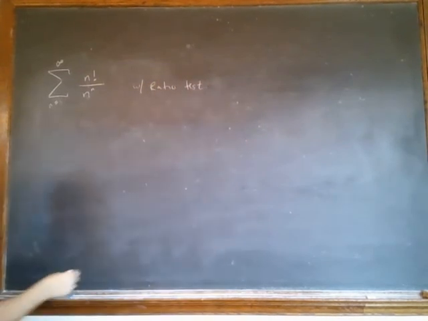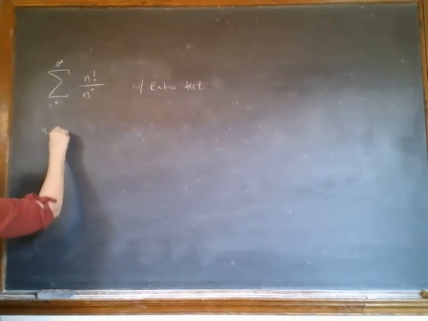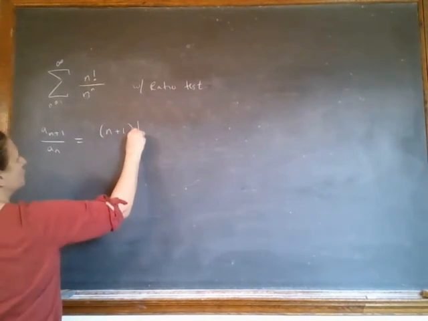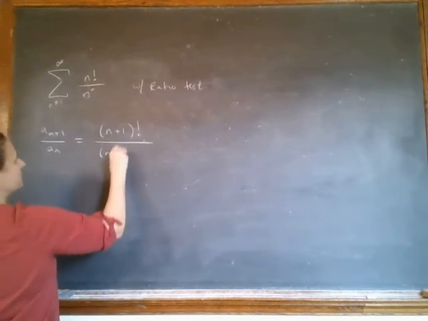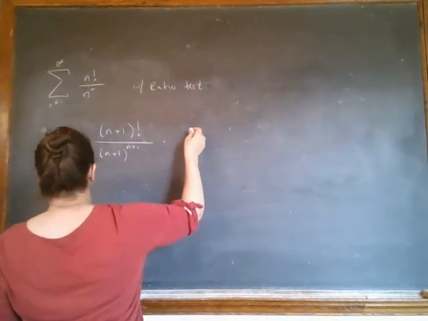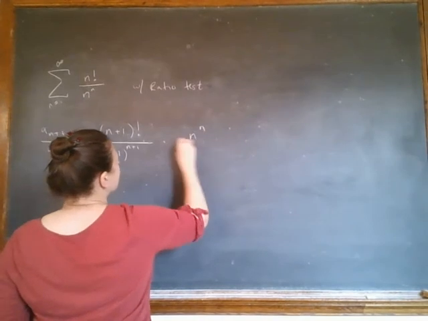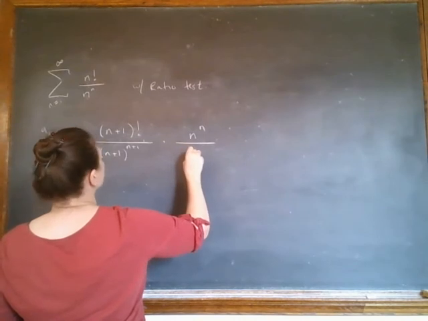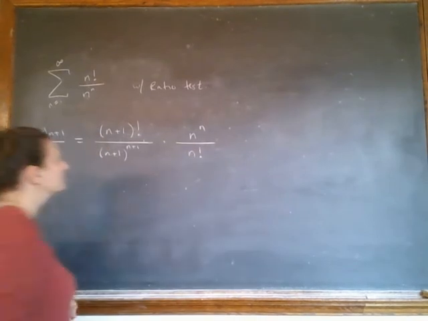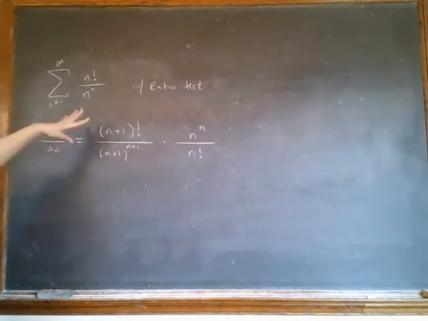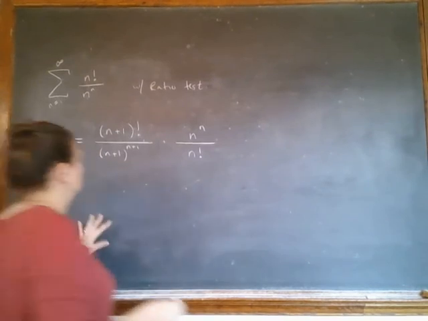first, a_{n+1} over a_n is (n+1) factorial over (n+1) to the n+1, times 1 over a_n, which would be n to the n over n factorial. Okay. This looks a little difficult to deal with, so there's a special way of dealing with this, and I wanted to make sure that we went over that.